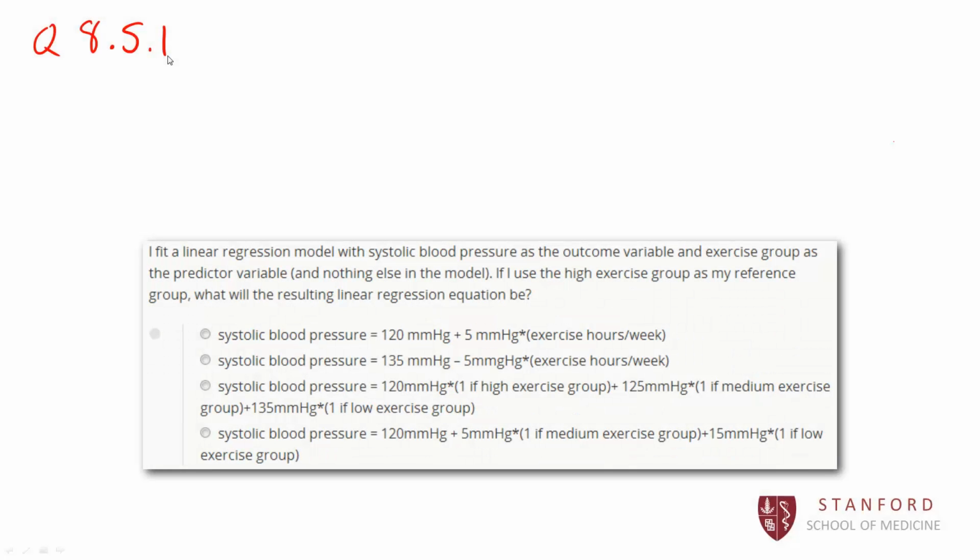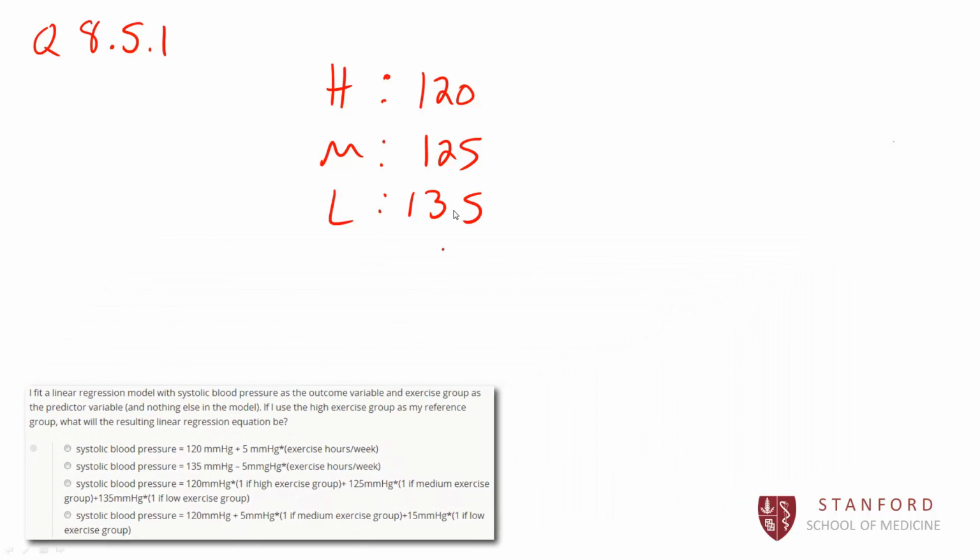In this question, we're given the mean blood pressure of 3 groups. For the high exercise group, it was 120. For the medium exercise group, it was 125. And for the low exercise group, it was 135. If I fit a linear regression model where I don't have anything else in the model other than this categorical predictor, what's the resulting linear regression equation going to look like?